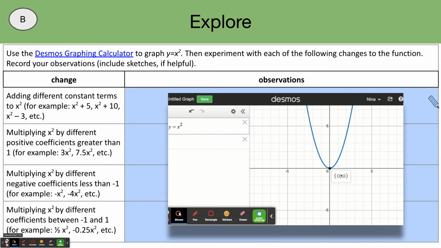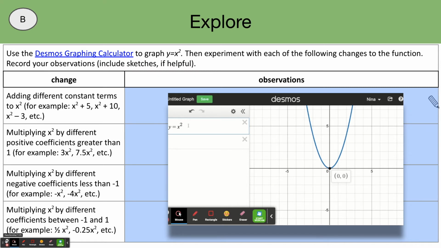Then it says, experiment with each of the following changes to the function. So we have a list of changes that we're going to be experimenting with. It says, record your observations. Record means to write down, to take note of your observations, okay? It says, include sketches if helpful.